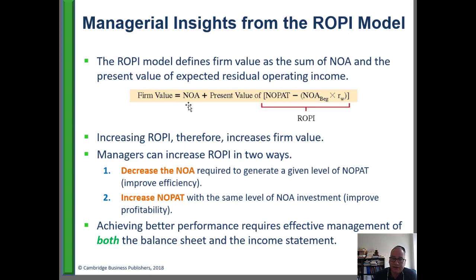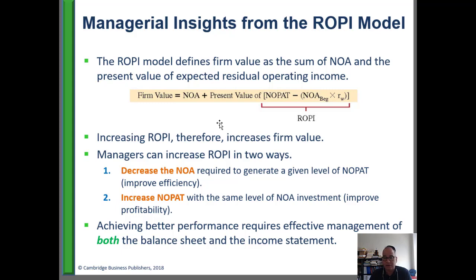What maps into firm value is net operating assets and the present value of NOPAT minus the expected return on net operating assets. So firm value really comes from ROPI, residual operating income. And if you're going to manage a company, you want to focus on maximizing your ROPI, specifically your excess, your residual returns above and beyond what people would normally expect you would earn from your net operating assets.